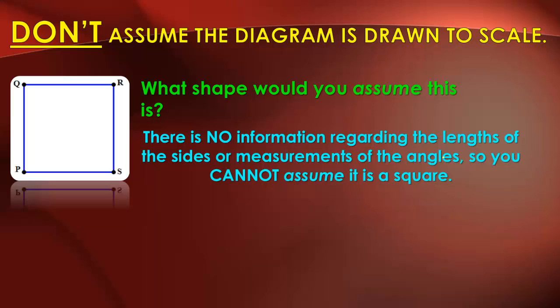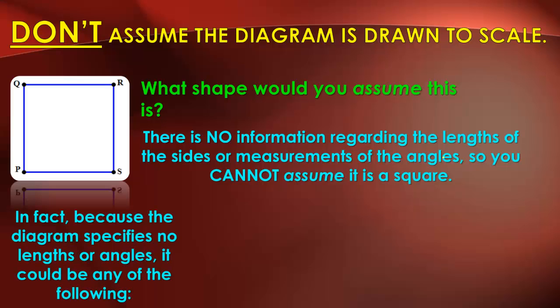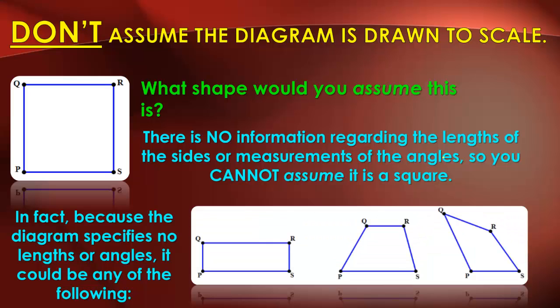You can't even assume it's a rectangle. The most you could assume is that it's a quadrilateral, because it doesn't have any defining characteristics listed. It could be any one of those listed, and that's just a few of the options.